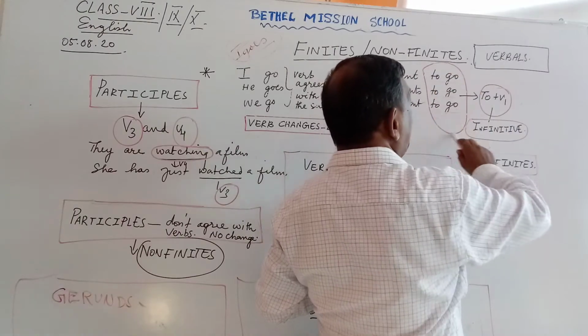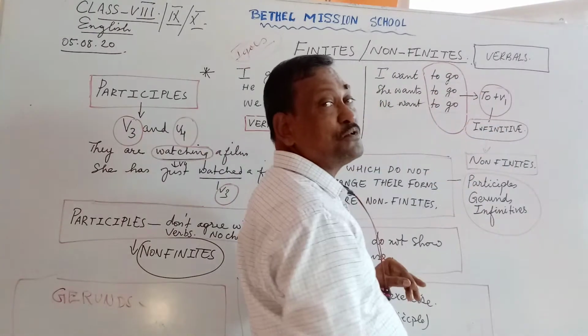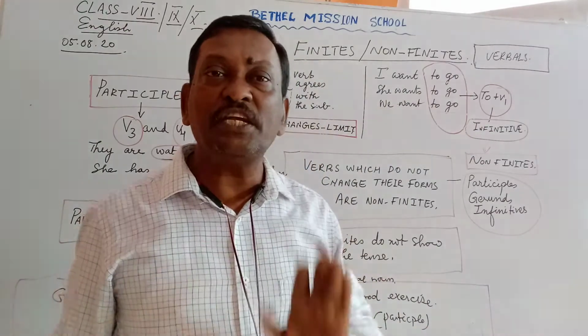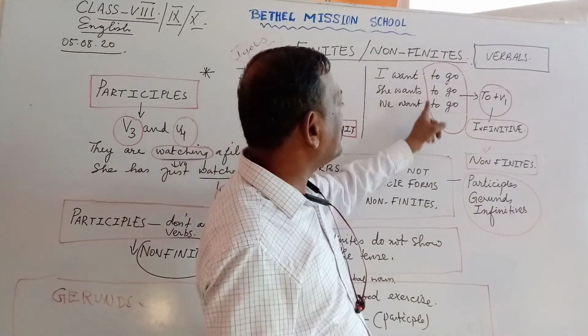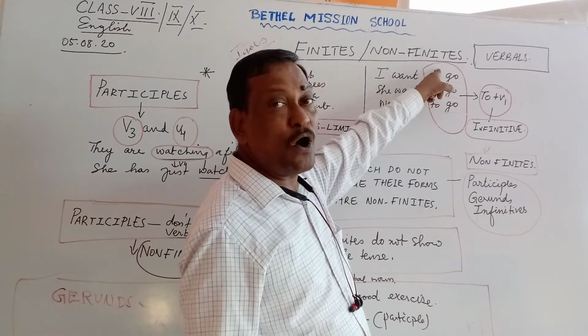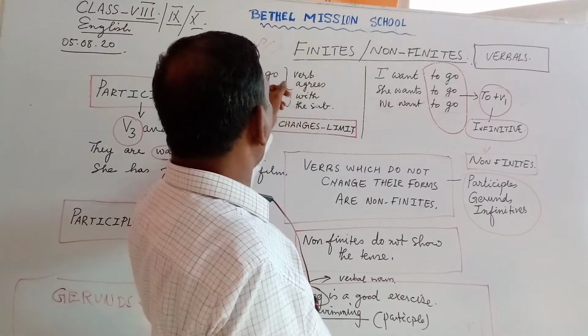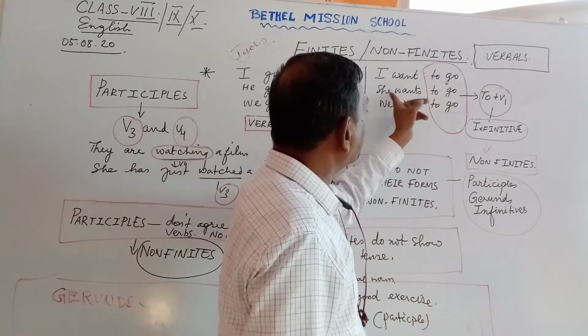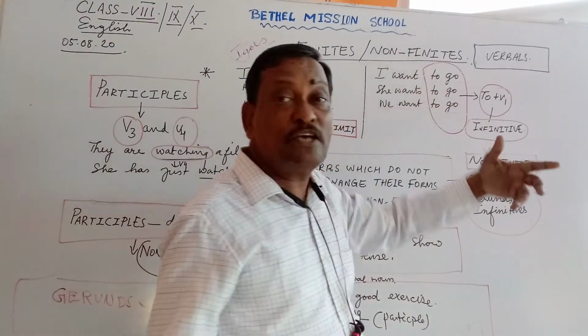I mean the infinitive. To plus V1 is known as the infinitive, and the infinitive does not change. The infinitive remains the same in all the 3 sentences. So, it is not like this: I go and he goes. But it is I want to go and she wants to go. So, to go has no change.